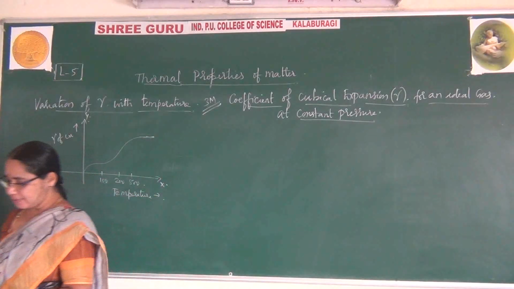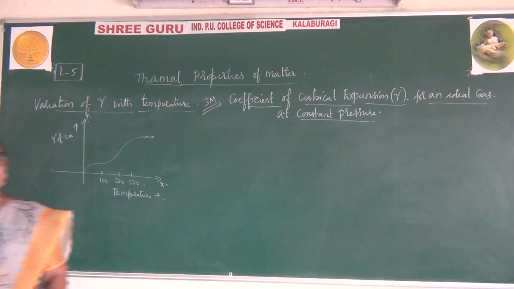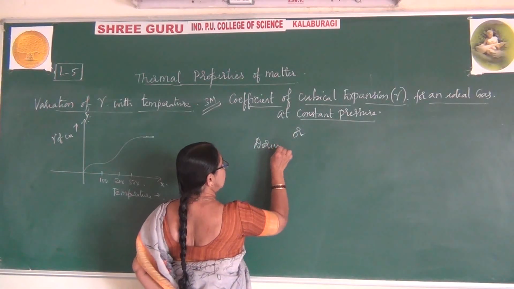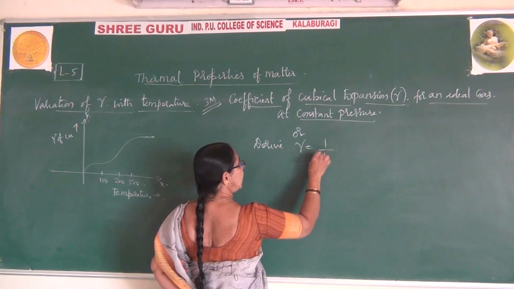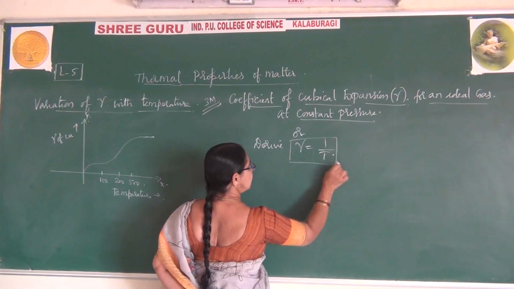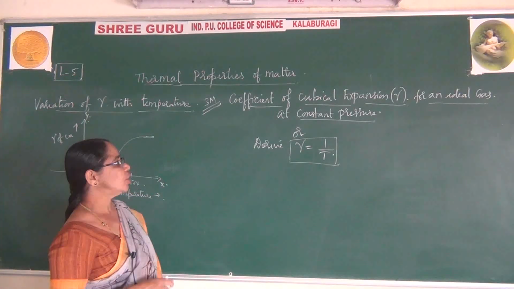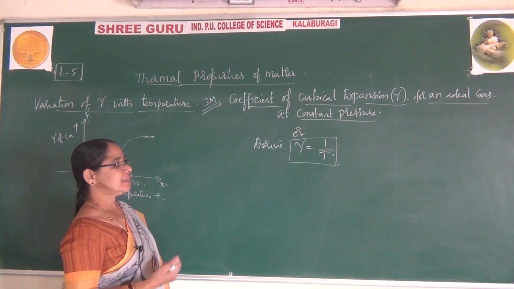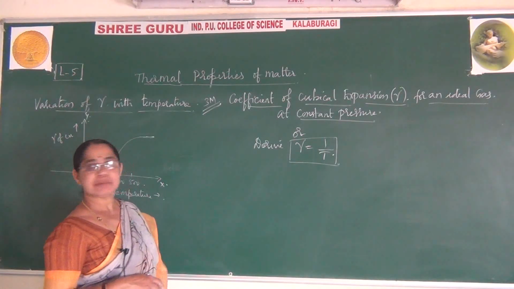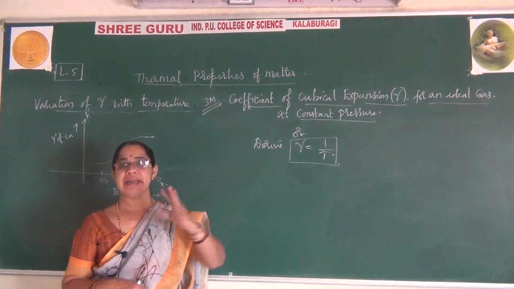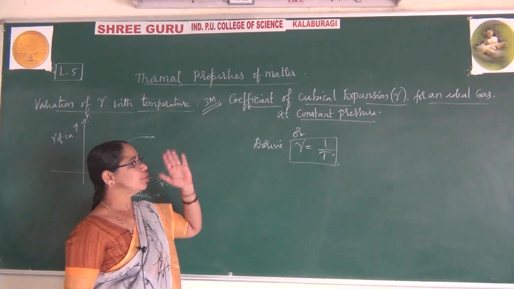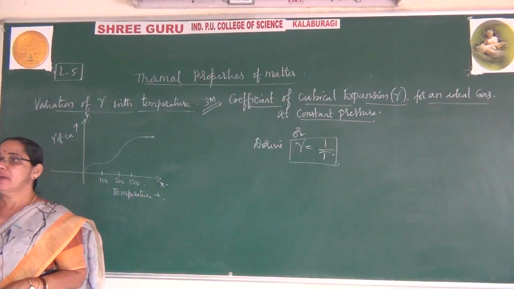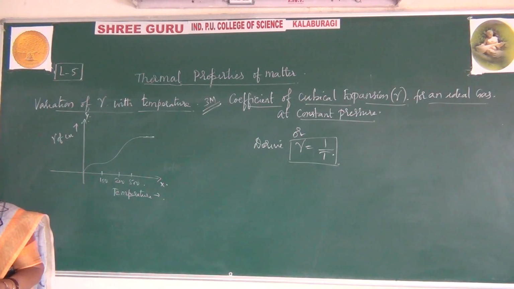Or sometimes they give a question: derive gamma is equal to 1 by T. You have to show this concept, where gamma means coefficient of cubical expansion, T is temperature, and this explains for an ideal gas. So sometimes they give directly: derive gamma equal to 1 by T. It is understood as the coefficient of cubical expansion for an ideal gas at constant pressure.